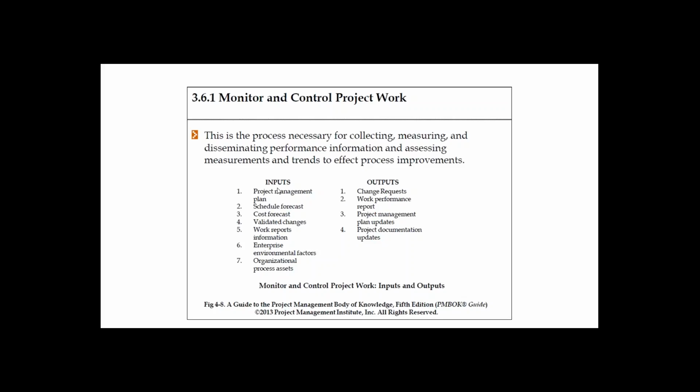So you have project management plan, schedule forecast, cost forecast, validated changes. That means the integrated change control would have already been done. Validated changes means the changes have not been approved but validated, in the sense that we have assessed the impact of one constraint on the other constraint. So that is validated changes. And then we have work performance information.